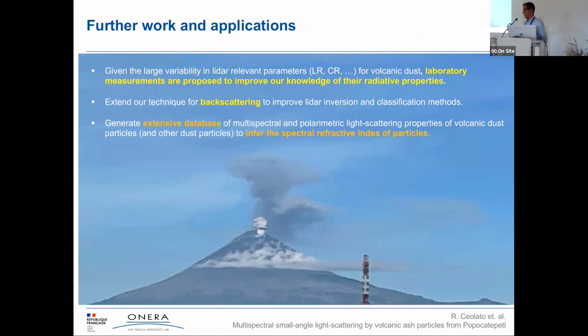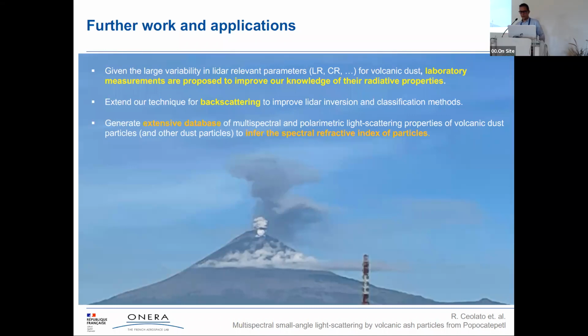Well, so this was just some recent results about our multispectral light scattering technique. It would give some very important considerations, given the variability in the different LiDAR parameters that we are using, including LiDAR ratio or color ratio for volcanic dust. And the laboratory measurements are proposed to improve our knowledge of those spectral radiative properties in order to build databases. And we would like now to extend our techniques to backscattering, 180-degree measurements, to improve the LiDAR inversion and classification method by measuring the backscattering cross-section directly in the lab.